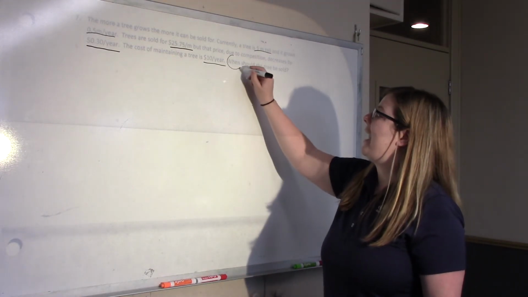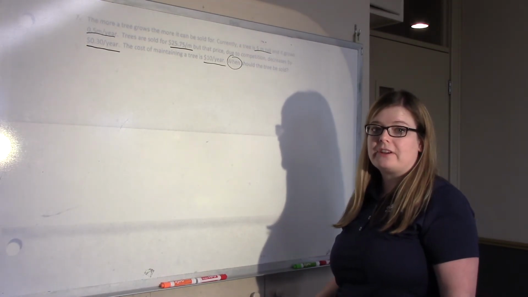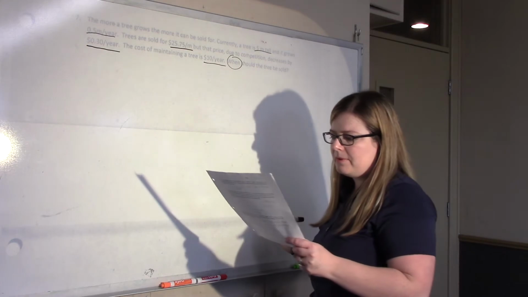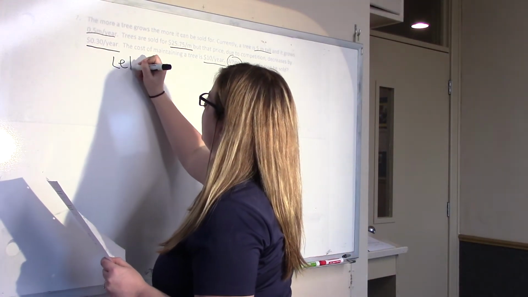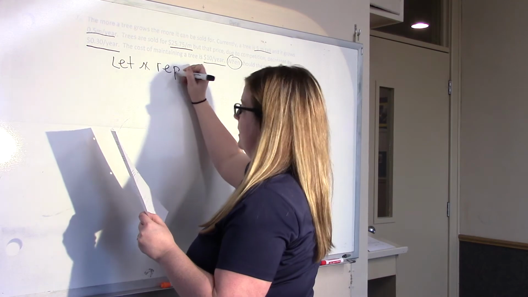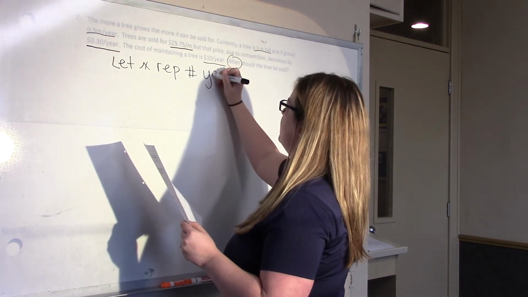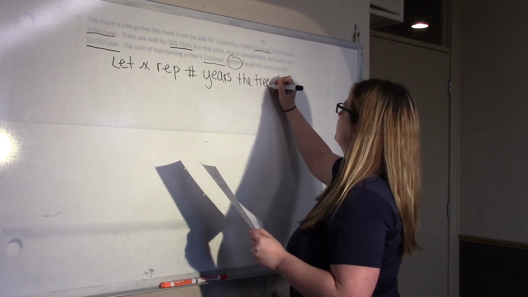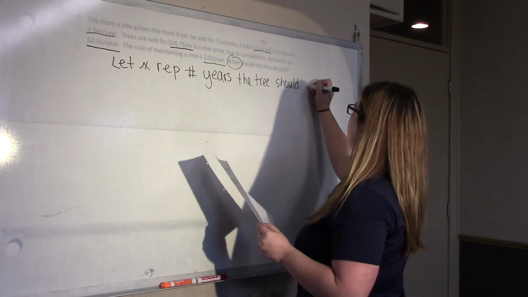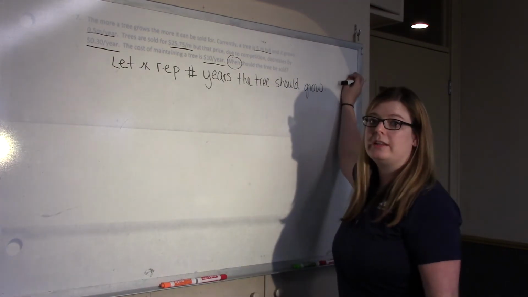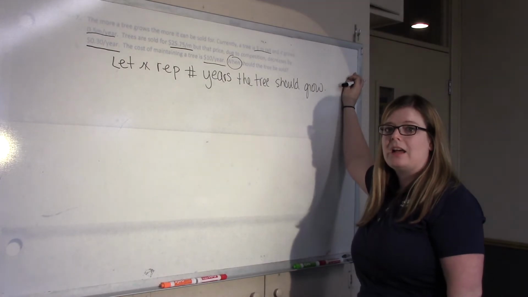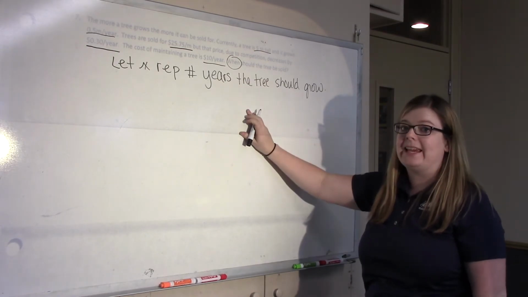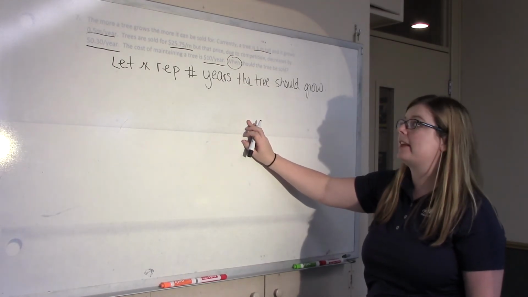Okay, so notice that when. So that means that we're trying to figure out a time. So your variable should have something to do with time. So I'm going to say let x represent the number of years the tree should grow. Honestly, coming up with your variable is a big part. Once you've done that, things should fall into place a bit more easily. So this when is a big hint that it should be something time related.